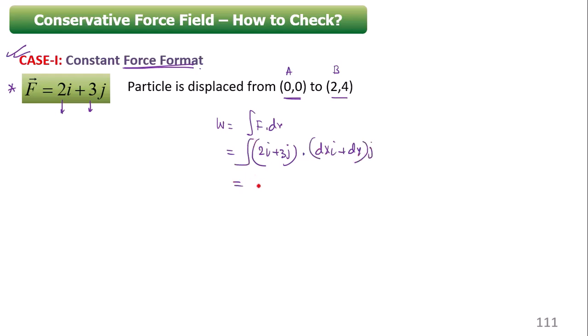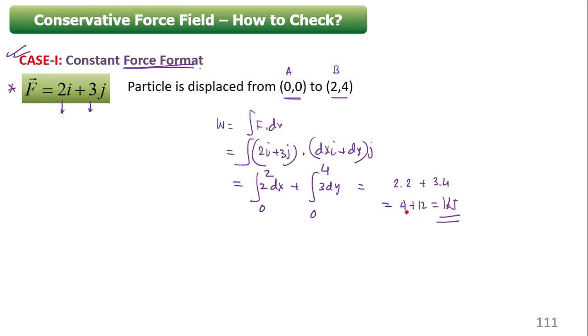So ultimately what I'm getting is the integration of 2 dx plus 3 dy. I know the variation of x: x is varying from 0 to 2 and y is varying from 0 to 4. So the first answer is 2 into 2 and the second one is 3 into 4. So 4 plus 12 is 16 joule.